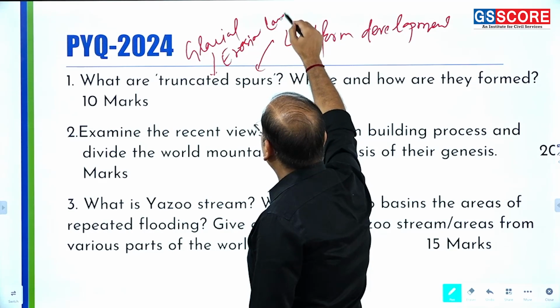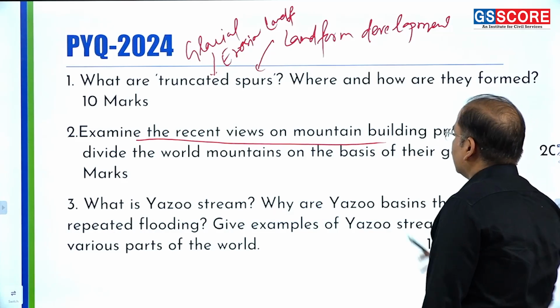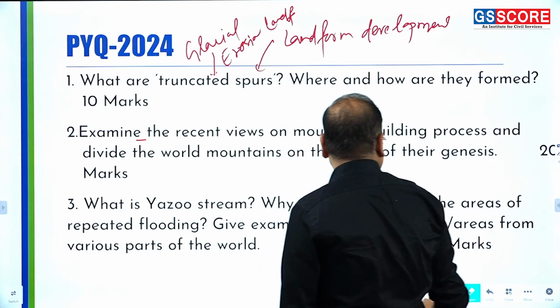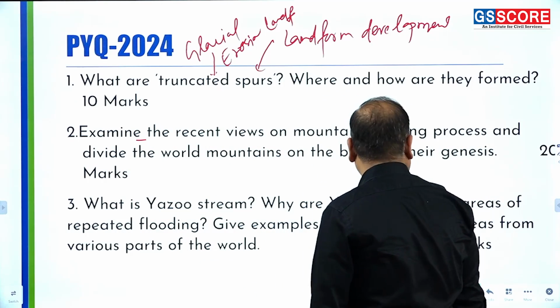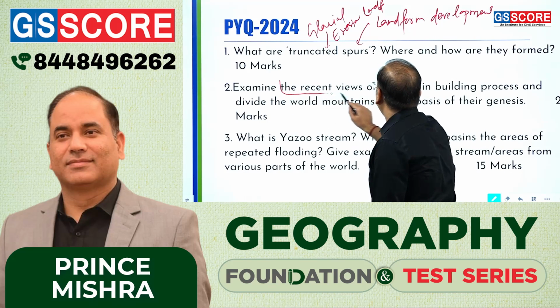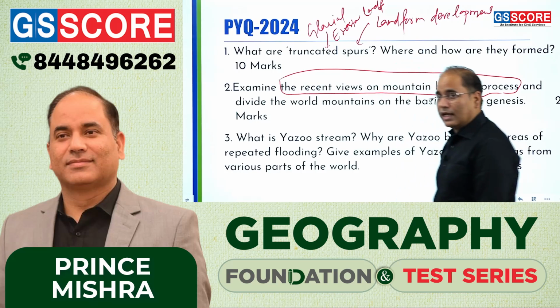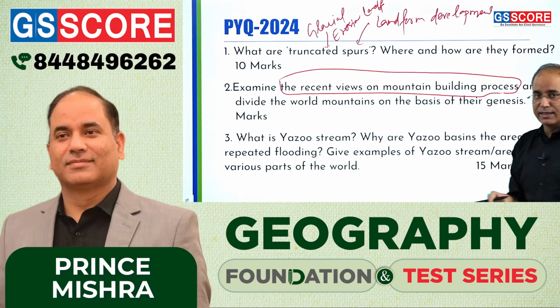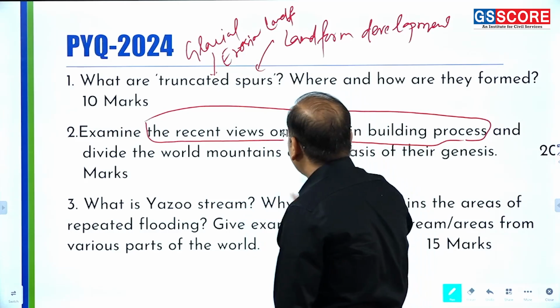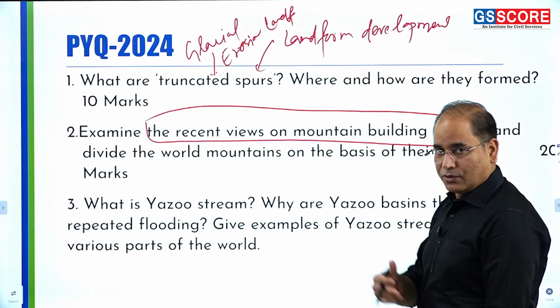Then, examine the recent views on mountain building process. Directly you can see how the lines of the syllabus are being picked up. The same line that is written in the syllabus is being picked up, and also divide the world mountains on the basis of their genesis. So orogenesis.